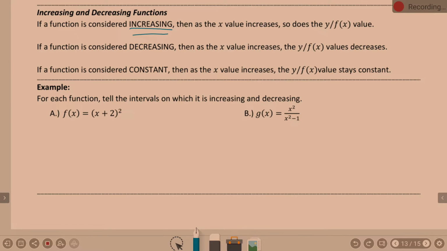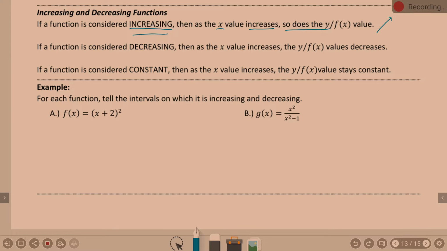A function is considered increasing as the x values increase. So when we talk about x values increasing, that's as you move across the paper to the right. If the x values increase, and so does the y, that's when you're going to have an increasing function. So as you move across the paper to the right, your y values are increasing, or in other words, your graph is moving upwards as you move right.